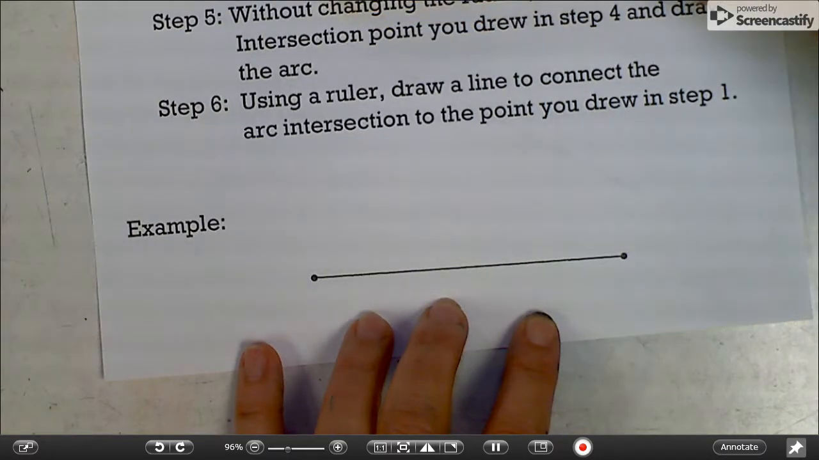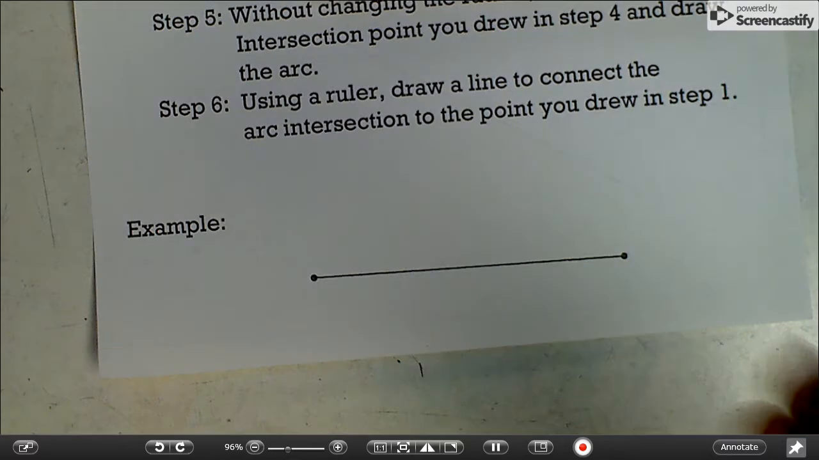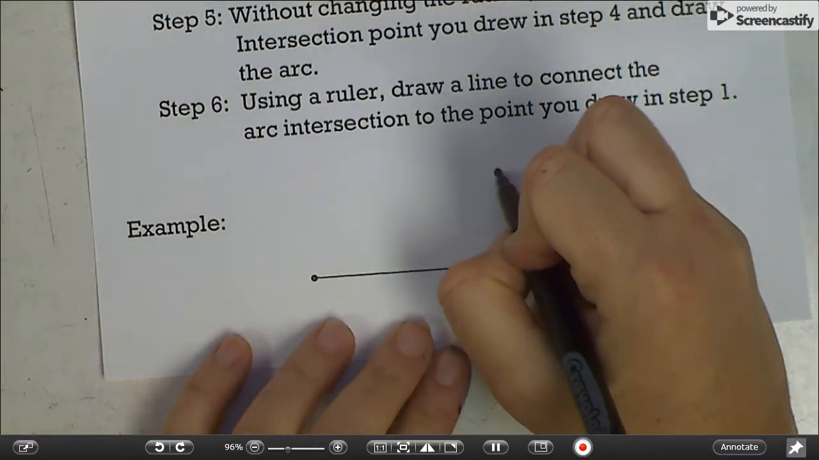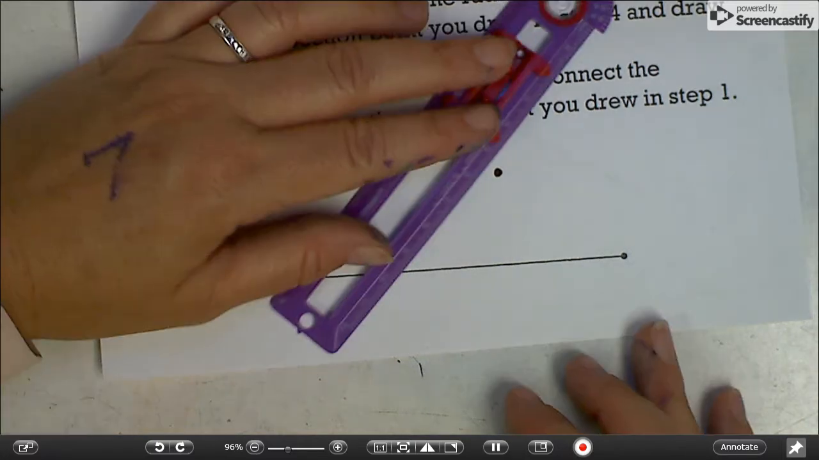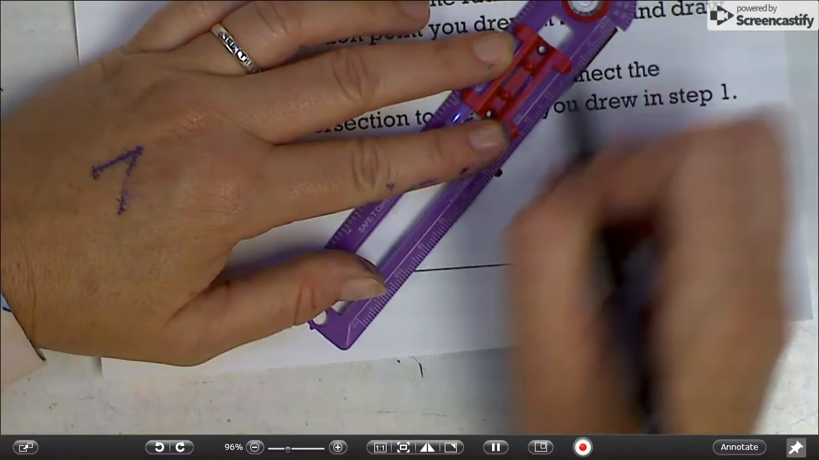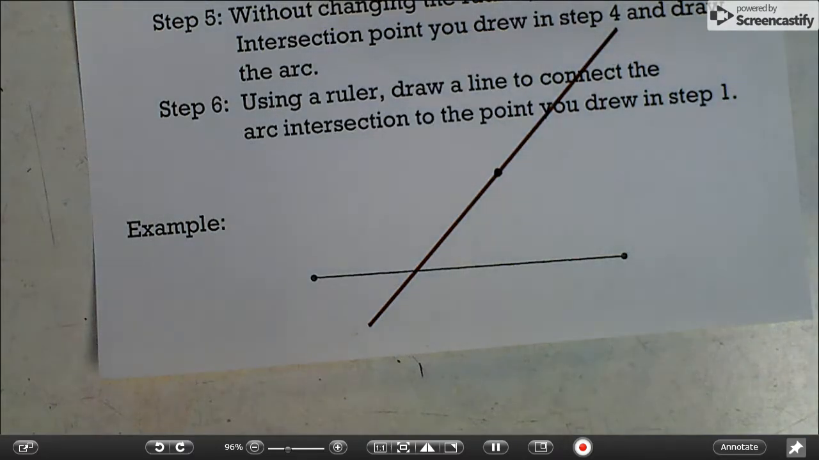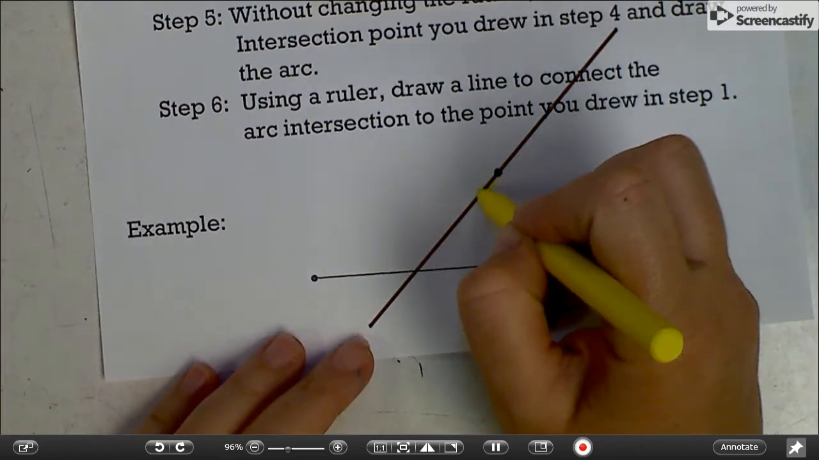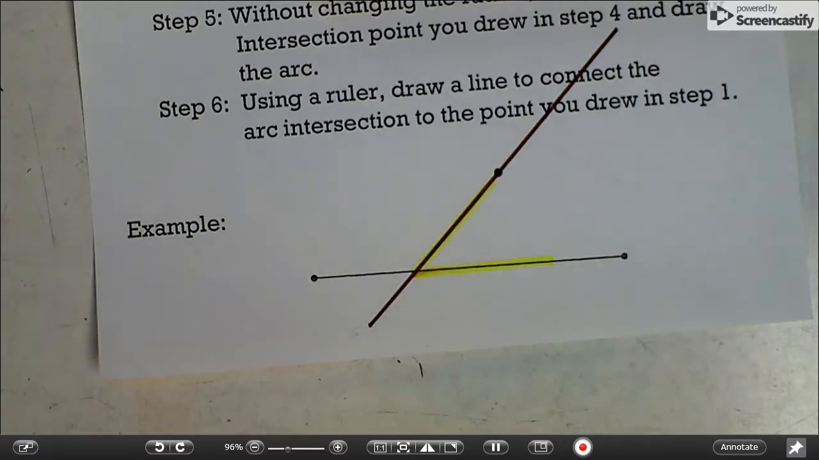Okay, so here's how you do it. First step, you put a point somewhere not on the line. So I'm going to put my point way up there. That works. And then I'm going to draw a line straight through it at any angle to the line that we started with. Like that. Just so you can really see what I'm doing, I'm going to highlight the angle I just drew from below the point. And that's going to be the angle we're going to use to make parallel lines.